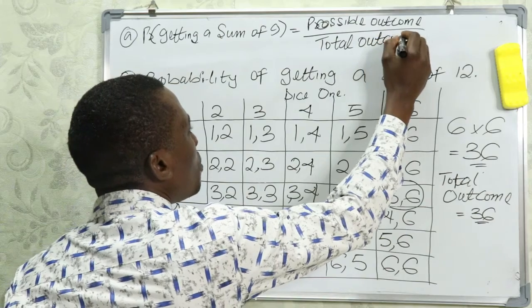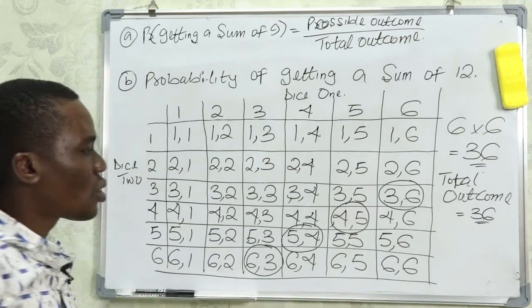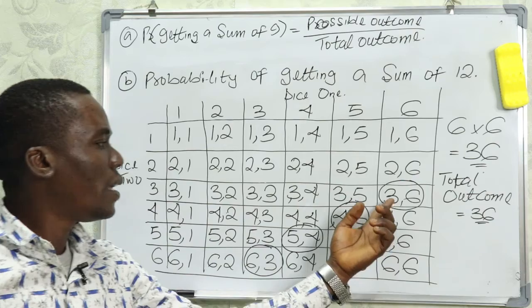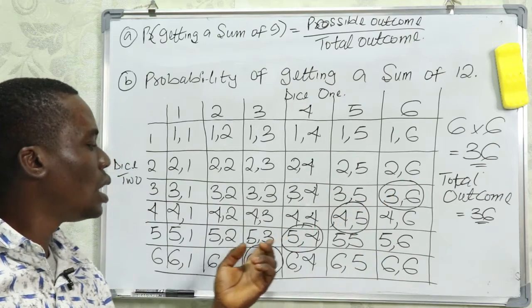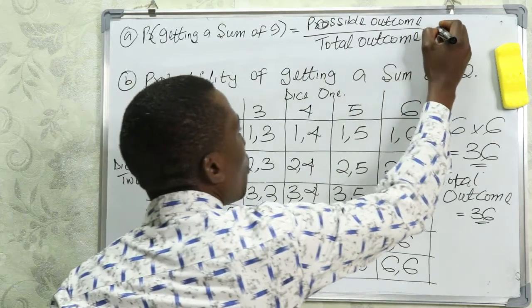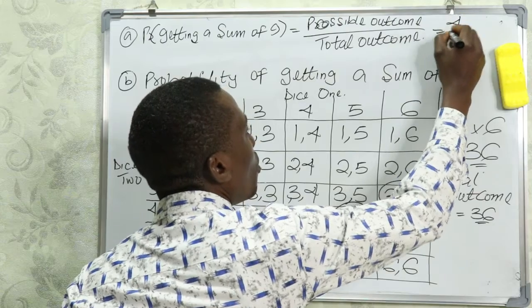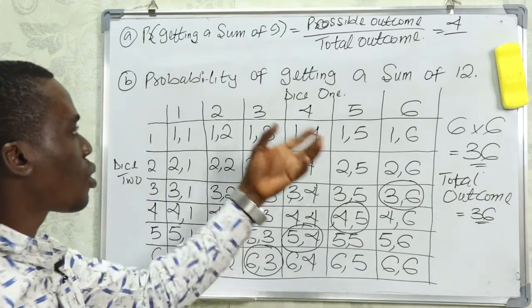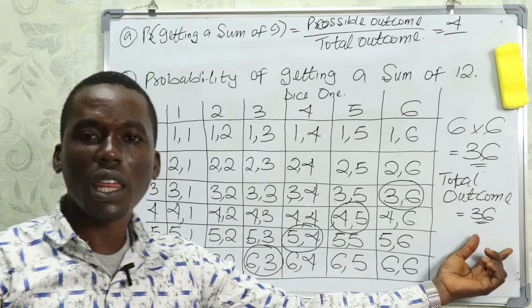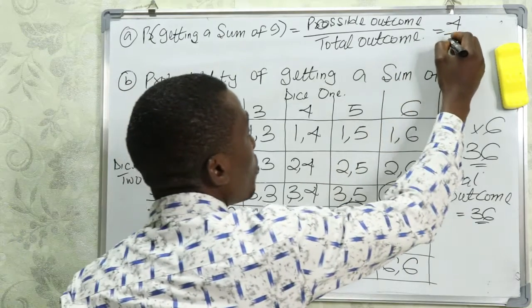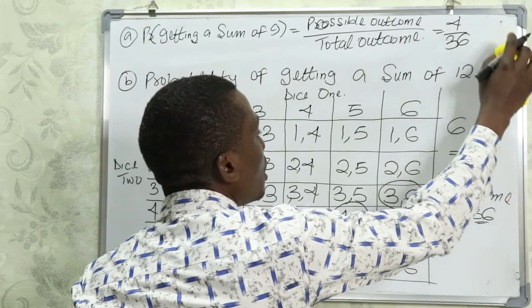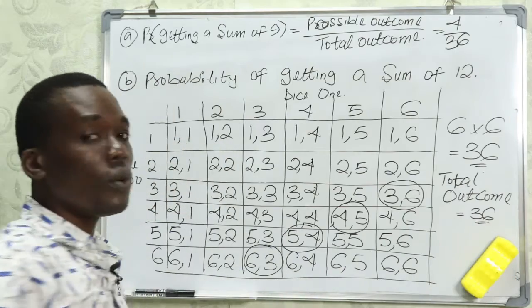Now what is the possible outcome of getting a sum of 9? 1, 2, 3 and 4. So that will be equal to 4 over, what's the total outcome of the whole probability? 36. So that will give us 4 over 36. Now if we reduce this further, what are we going to have?